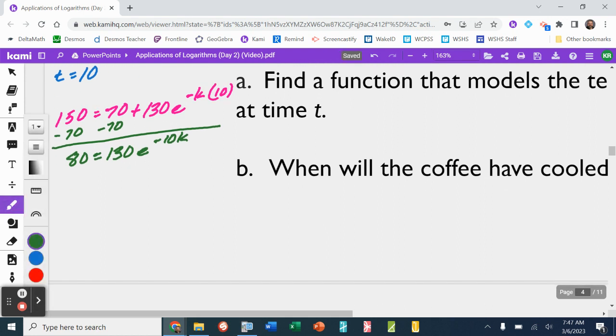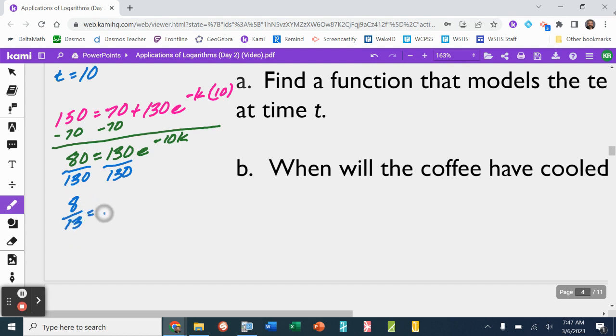So my next step, I would need to divide by 130 because I can't multiply it times Euler's number yet because I do not know k. If I knew k, then I could go ahead and evaluate. So this is going to simplify to simply 8 over 13 is equal to Euler's number raised to the negative 10k.